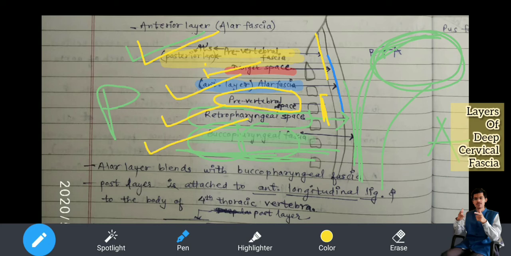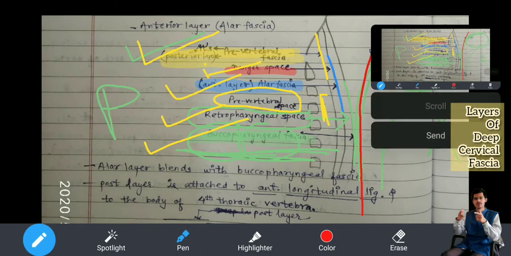And here, you will be surprised to know, I'll show it in red. Here you have which fascia? Absolutely, the pretracheal fascia, and then the pharynx and all this, and the esophagus and all this. So you can take a screenshot of this. Now I think the concept is clear.